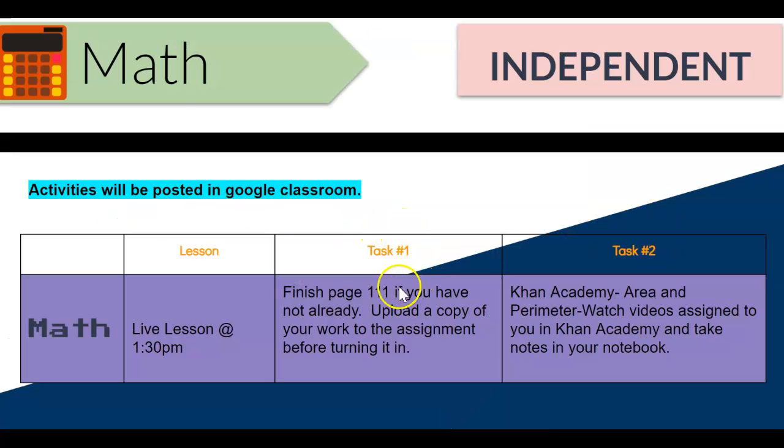And our next slide is our last one for the day and our task. So finish page 111 if you haven't done it already. And I want you working on them inside of your math binder. And I want you to upload a copy of your work. We practiced you taking pictures of your work and attaching it to the assignment before you submit it. Okay.